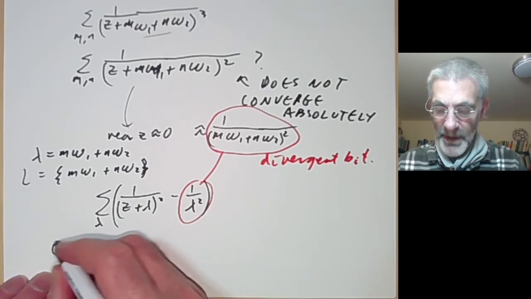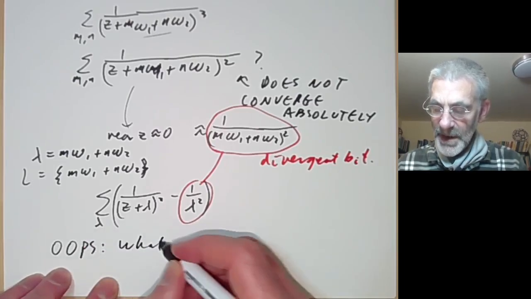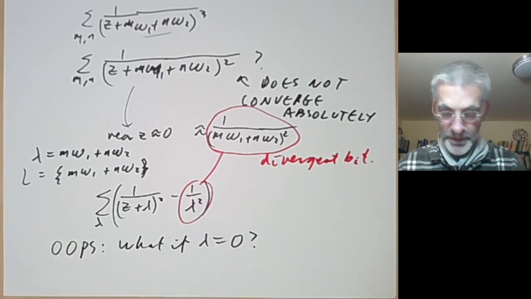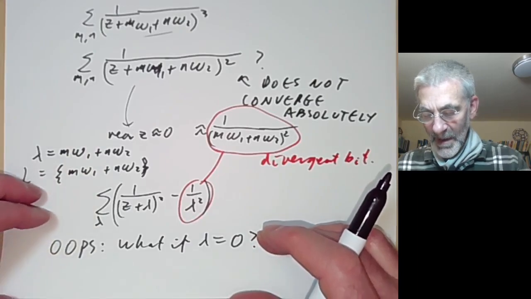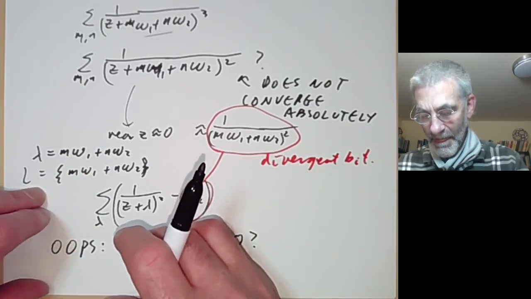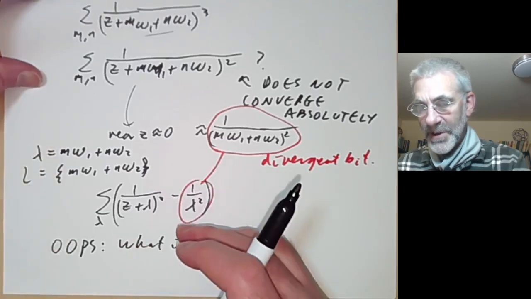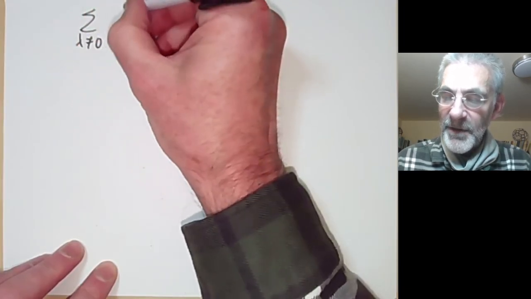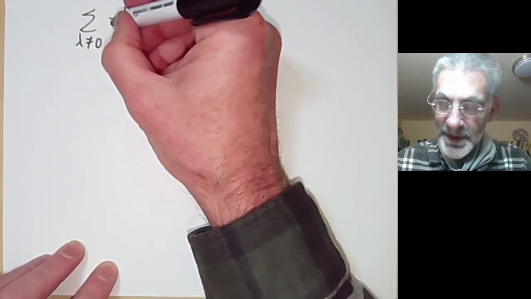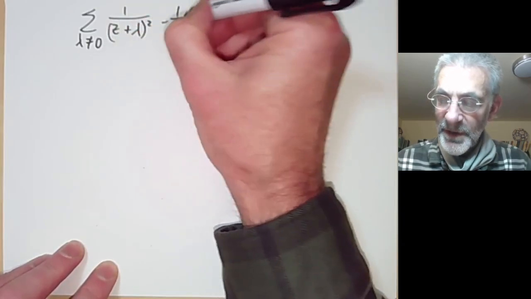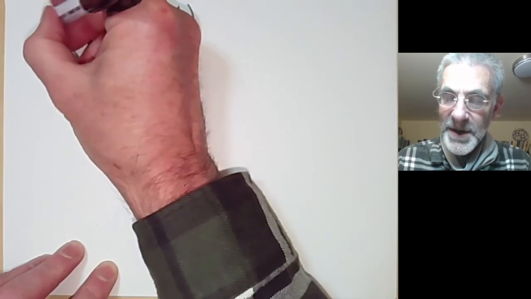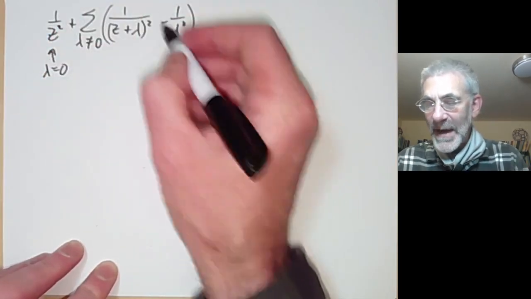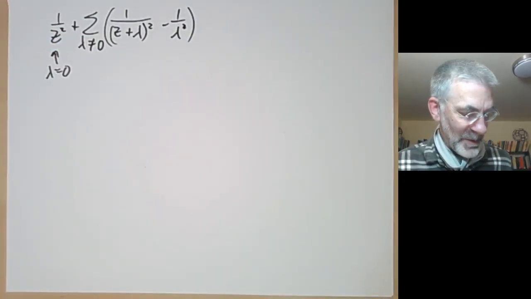And there's a slight problem here. What if lambda equals zero? Because then we notice that this term here is infinite. So what can we do about that? Well, that's quite easy to fix. What we do is we just take the sum over all lambda that aren't zero of 1 over z plus lambda squared minus 1 over lambda squared. And then we add in the term with lambda equals zero, and we don't add in this infinite constant when lambda is equal to zero.